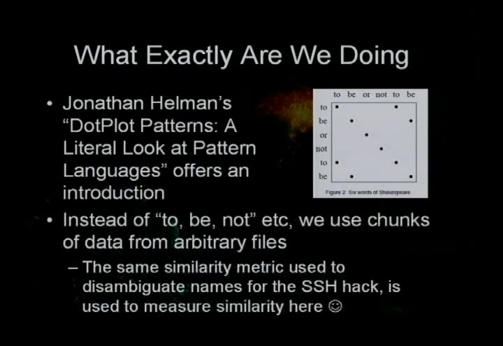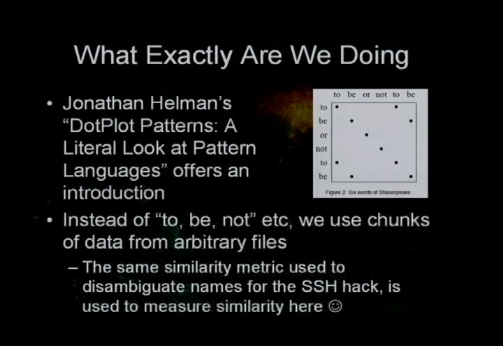So what exactly are we doing? Well, Jonathan Hellman's dot plot patterns, a literal look at pattern languages, offers an introduction. So take to be or not to be. Down the center, to is to, be is be, or is or, not is not, etc. So no matter what, we're getting a diagonal line, right? But look, that to be in the upper right corner, to be gets repeated between the beginning and the end. So we get these extra dots along the side. That shows a repeat, right?